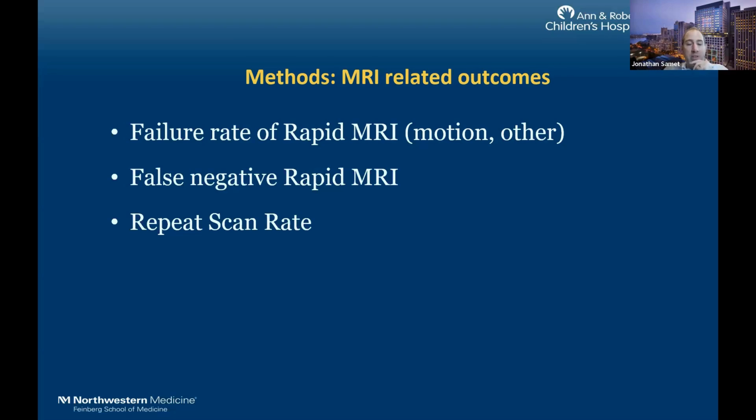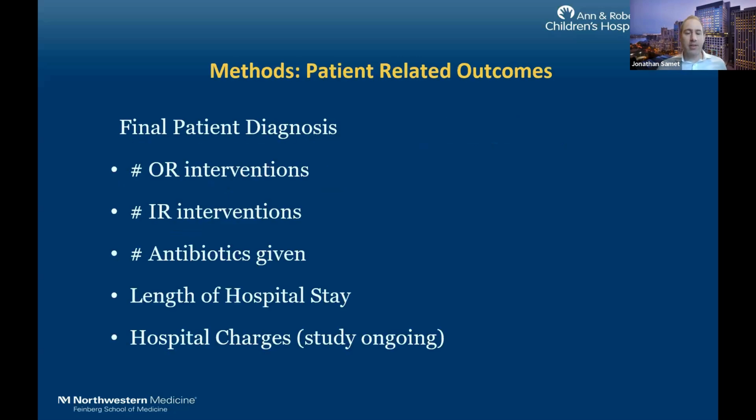How often did you have a false negative? How often did we call it negative? Did we miss something, right? Because we're worried if we take away contrast, we're going to miss something. So we looked at the false negative rate. And we looked at the repeat scan rate, right? So if it was really bad, how often did you just have to repeat it anyways? Then we looked at the final diagnoses, the OR interventions, the IR interventions, antibiotics, even the length of hospital stay.